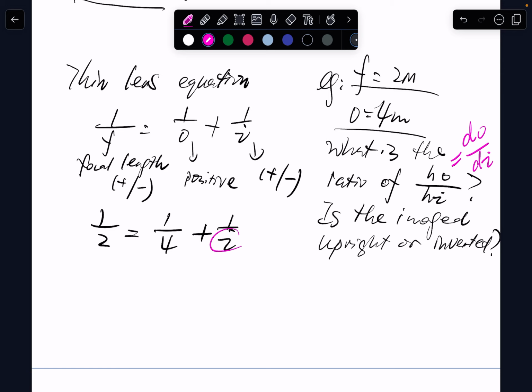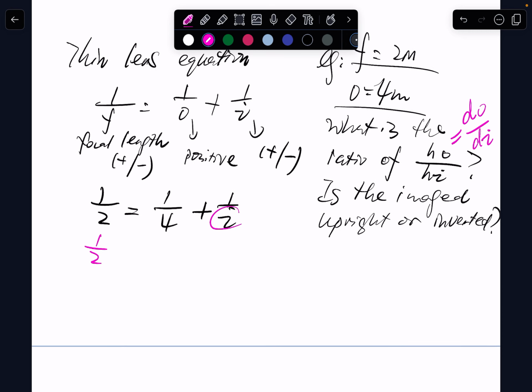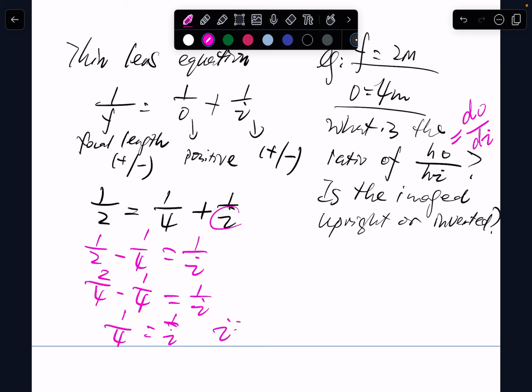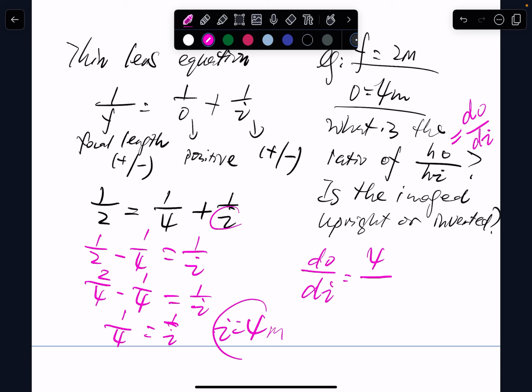So let's solve it. It's 1/2 minus 1/4 equals 1 over I. So this is 2/4 minus 1/4, which gives 1/4 equals 1 over I, so I equals 4 meters. So DO over DI: DO is 4, and DI is 4 meters as well. That gives me the ratio of 1, and that equals HO over HI. That will be the answer.